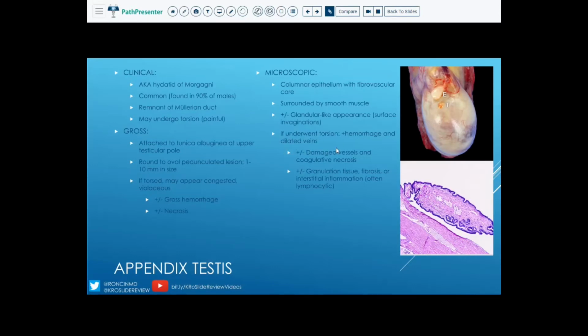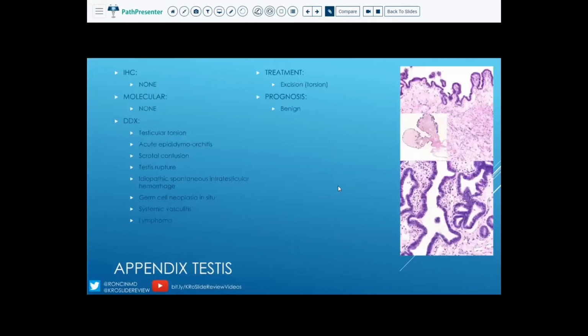You may or may not see damaged vessels and coagulative necrosis associated with that. You may or may not see things like granulation tissue, fibrosis, or interstitial inflammation. And if you see inflammation, you would expect it to be lymphocytic. That would be the most common. There's no real IHC or molecular for you to know. Again, 90% of males have them, and most of them don't have a problem with it.